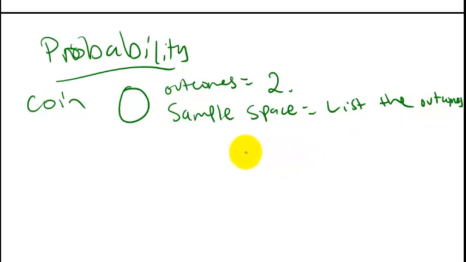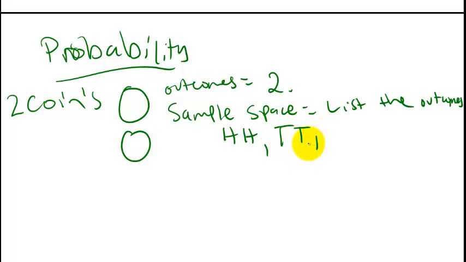Heads, tails. That's one coin. Alright, let's make it 2 coins. Sample space: head, head; tail, tail; head, tail; tail, head. Exactly, it's all the possible outcomes. Don't take the easy way out and just say head, head, tail, tail. You know it could have been head and tail. That's the sample space.